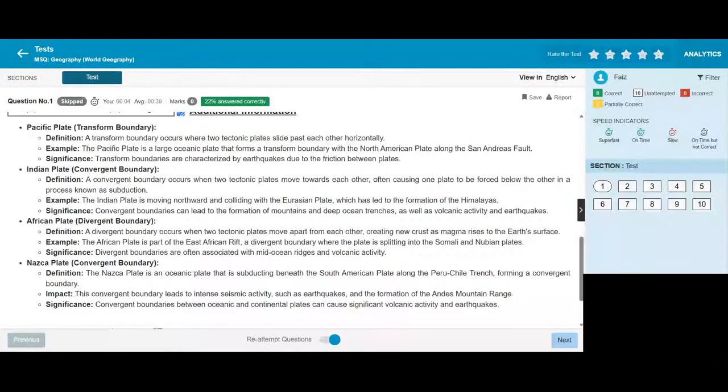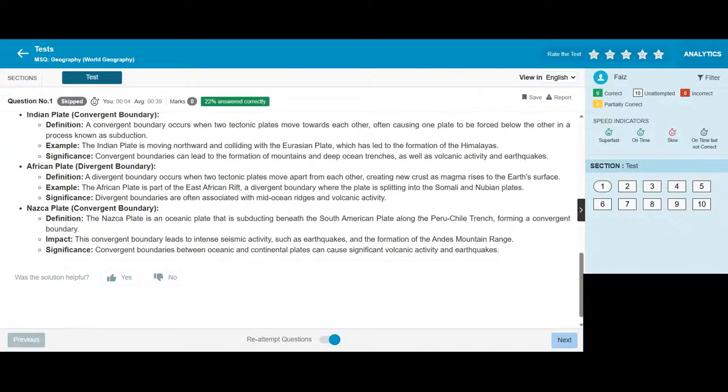Nazca Plate, convergent boundary. The Nazca Plate is an oceanic plate that is subducting beneath the South American plate along the Peru-Chile Trench, forming a convergent boundary. The convergent boundary leads to intense seismic activity such as earthquakes and the formation of the Andes mountain range.